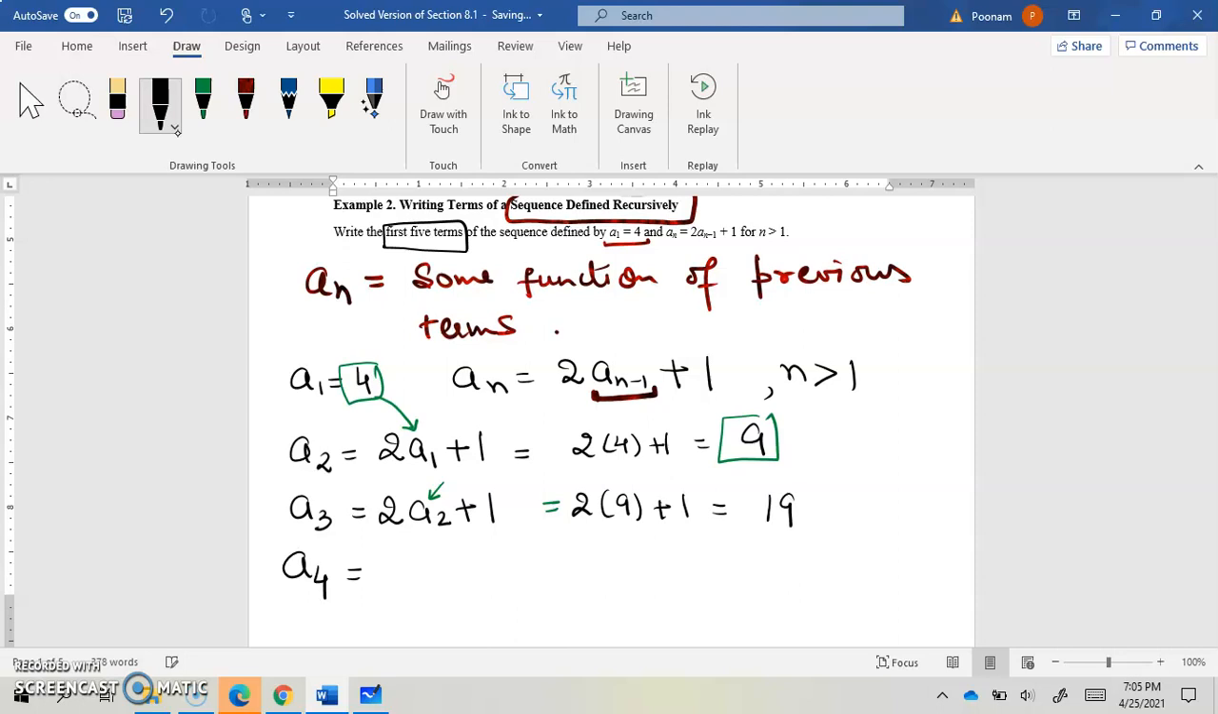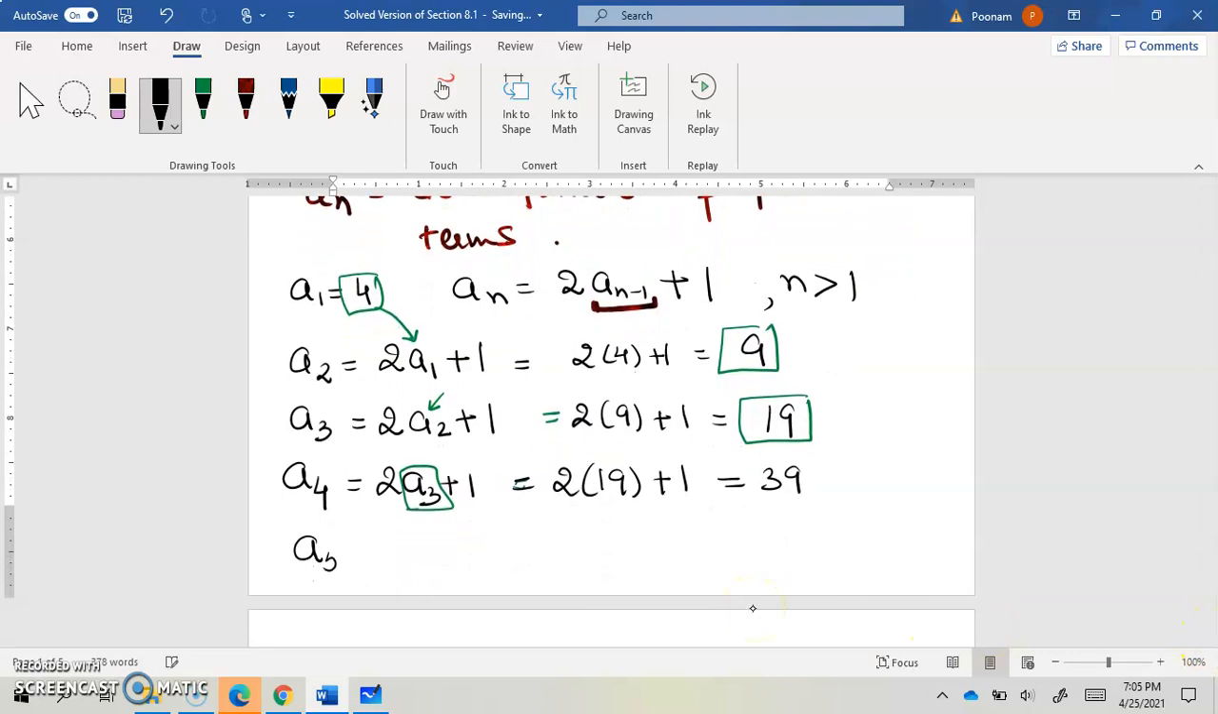A4 would be double of the previous term A3 plus 1. A3 here is 19. We plug it in for A3. What do we get? Double of 19 plus 1. Double of 19 is 38, plus 1, 39.